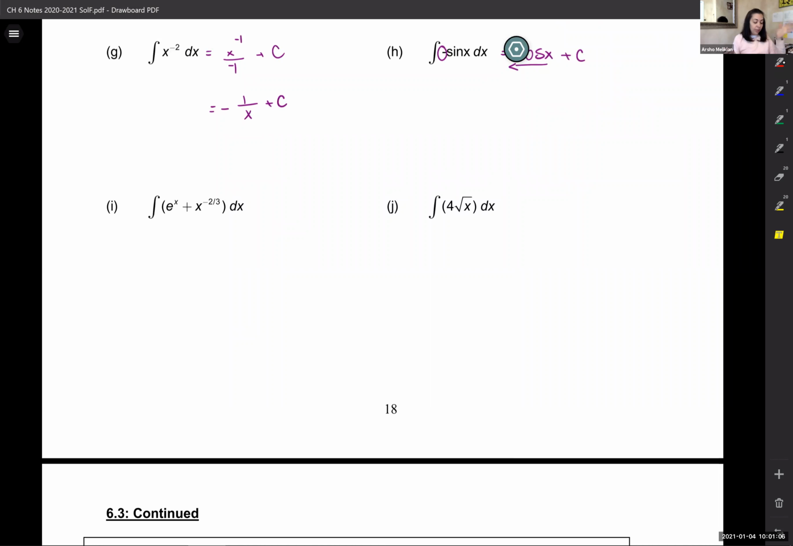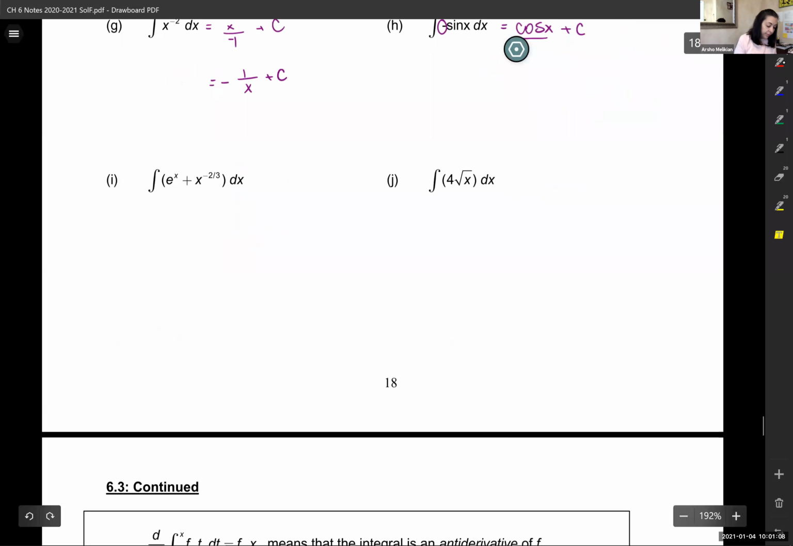Okay, this is a similar situation as what we saw on top. e to the x just gives you e to the x plus x to the power of negative 2/3 plus 1, which is 1/3, divided by 1/3, plus c. So finally, that's e to the x plus 3x to the 1/3 plus c.